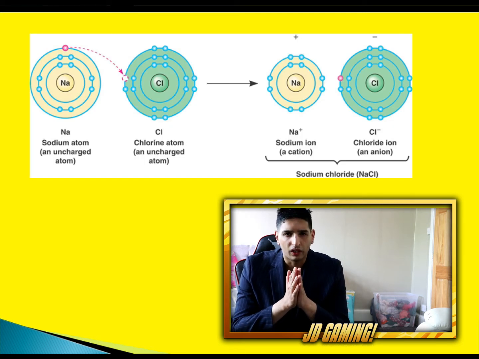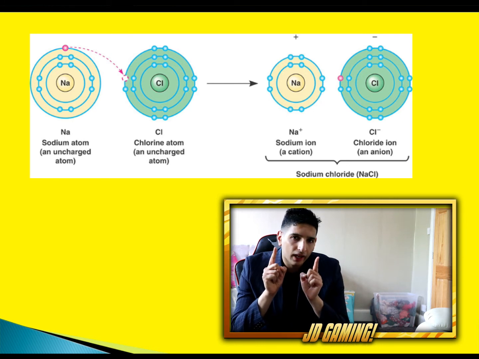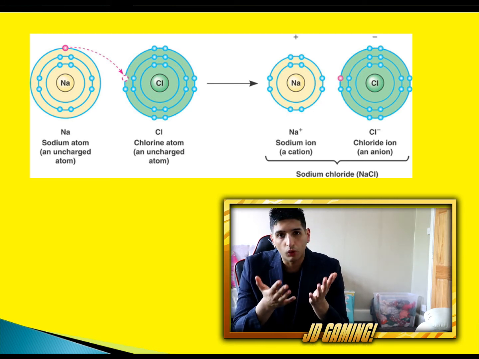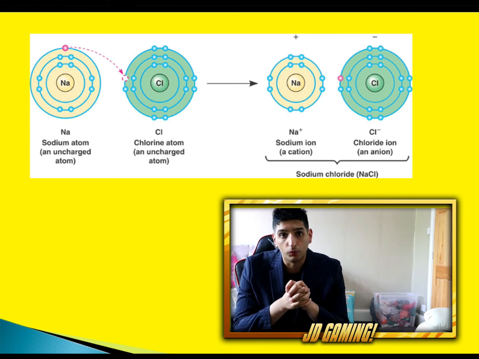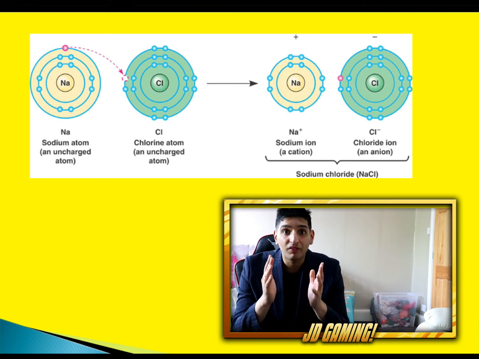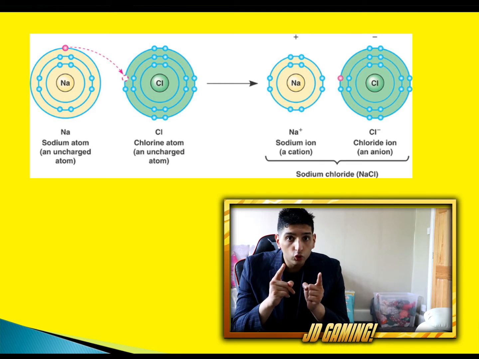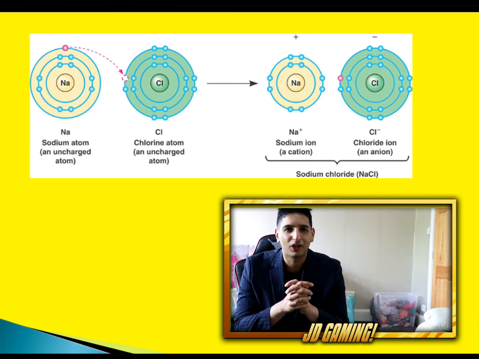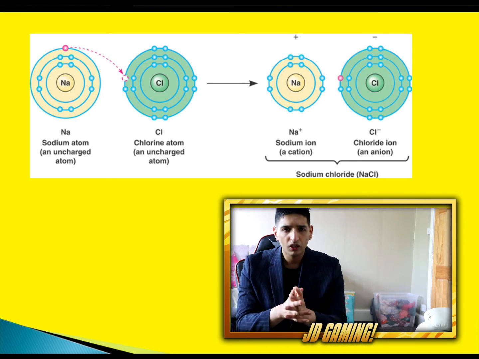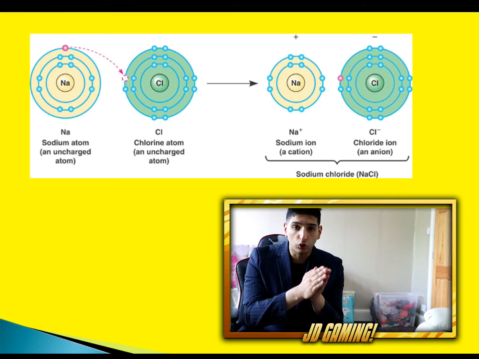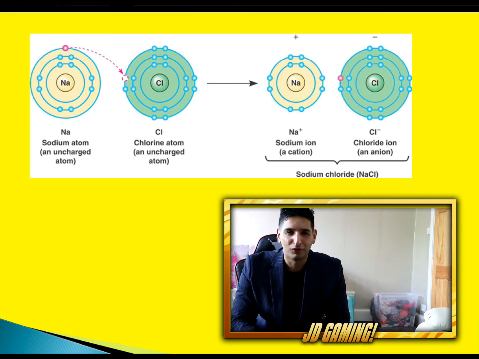Sodium and chlorine. Sodium has 1 electron in its outer shell, hence why it's an alkali metal and it's in group 1. Chlorine has 7, so sodium wants to lose 1 in order to have a full outer shell, and chlorine needs to gain 1 in order to have a full outer shell. So sodium will transfer its 1 electron to chlorine, and now chlorine will have a full outer shell, because it's gone from 7 to 8.